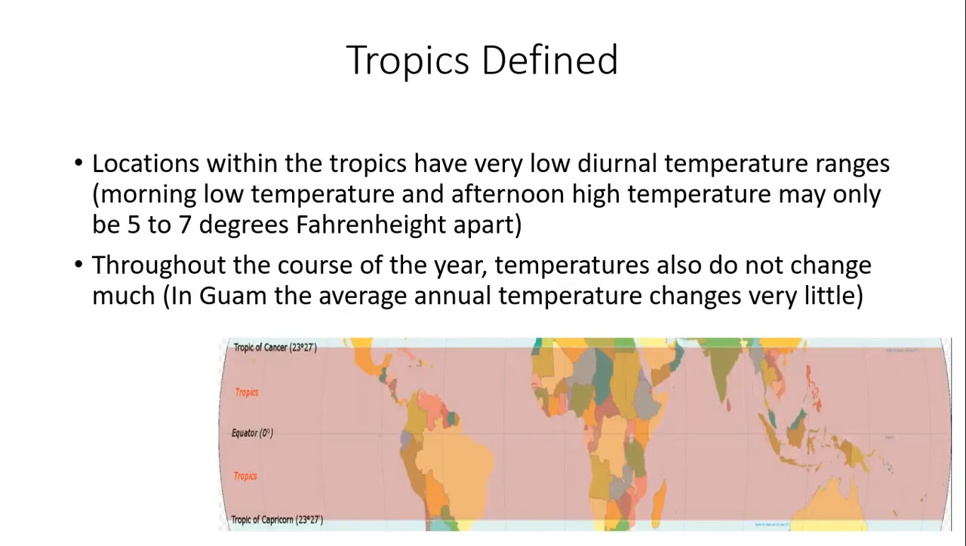Locations within the tropics. Now, what is so unique about locations within the tropics? Well, they have very low daily temperature ranges. During the morning, the low temperature may be 78 degrees Fahrenheit or 77 degrees Fahrenheit, somewhere in there. And the afternoon high temperature may only get up to like 86 degrees Fahrenheit. So you may only have a 5, I would even say as much as a 10 degree Fahrenheit difference between the morning low temperature and the afternoon high temperature in the tropical areas.